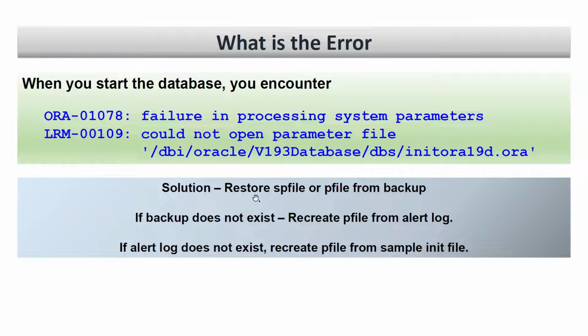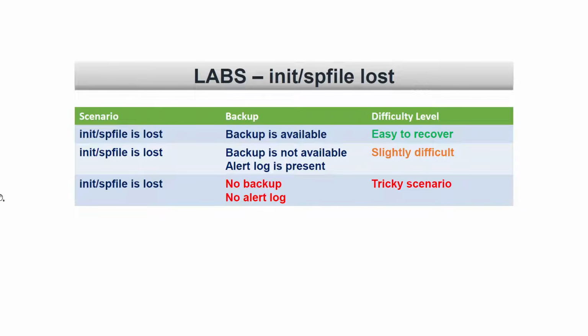Let's say you have the backup: restore the sp file or p file from the backup. If the backup does not exist, recreate the p file from the alert log. That is the second option. And if the alert log does not exist, recreate the p file from the sample init file. These are the solutions. So let's go through these three labs.